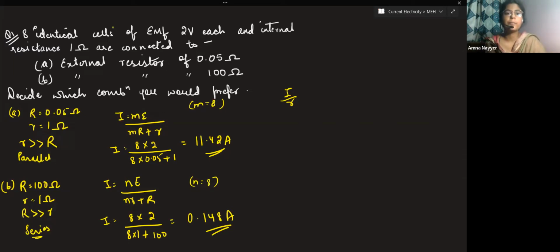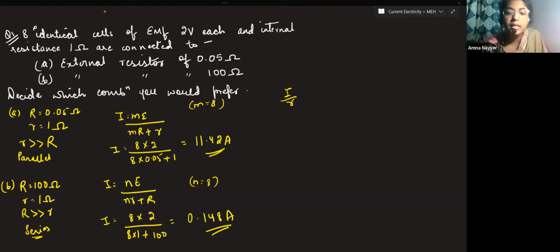See. Just compare the external resistor and the internal resistor. If the internal resistor is greater than the external resistor, then you have to use the parallel one. If your external resistor is greater than the internal resistor, you use the series one. Reason why are we doing this?